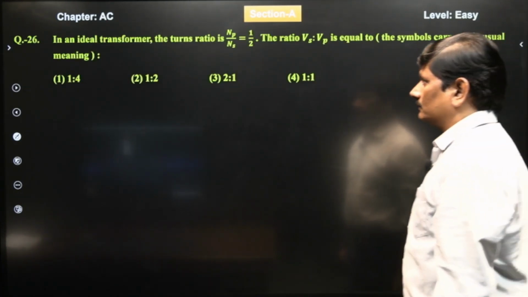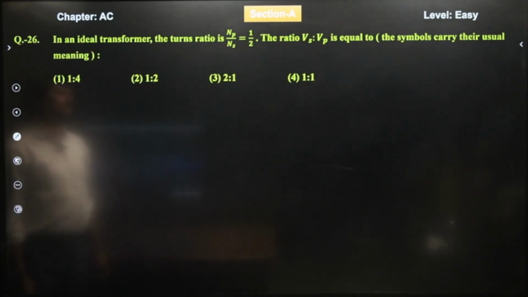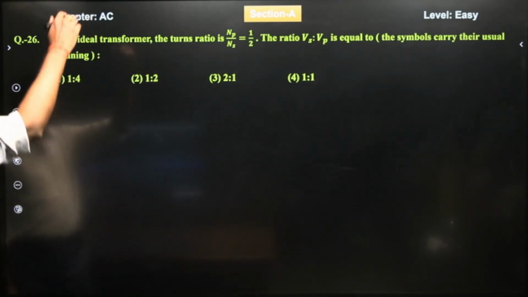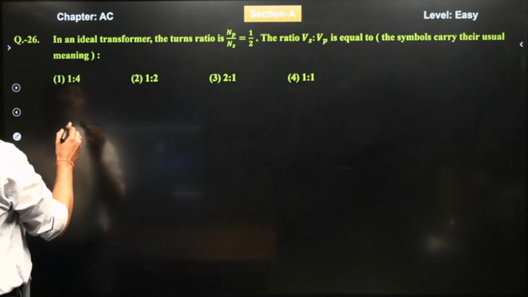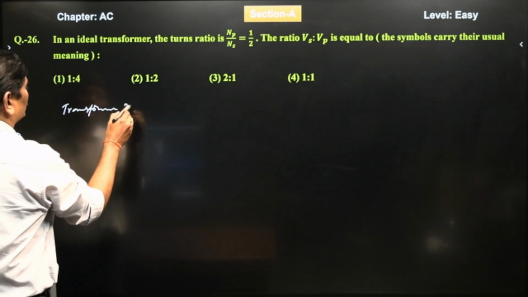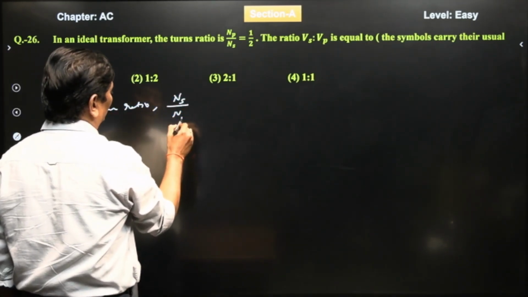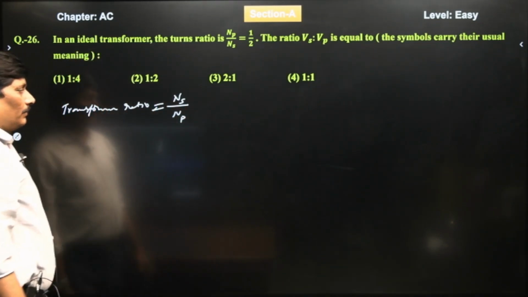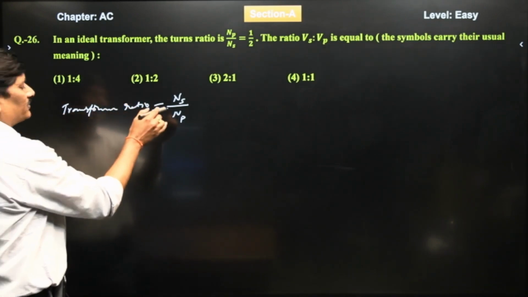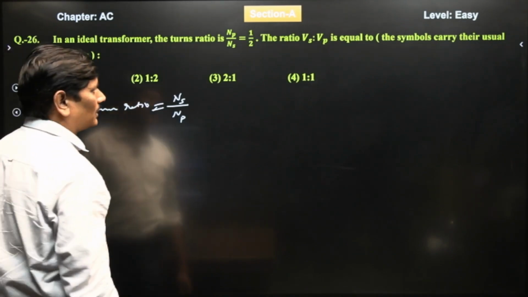Coming to the next question. In an ideal transformer, the turns ratio NP by NS is given, then the ratio Vs is to Vp. Actually, we have the transformer ratio. Transformer ratio means NS by NP, number of turns in the secondary by number of turns in the primary. That is the transformer ratio. Based on this transformer ratio, we can tell whether it is a step up transformer or step down transformer.